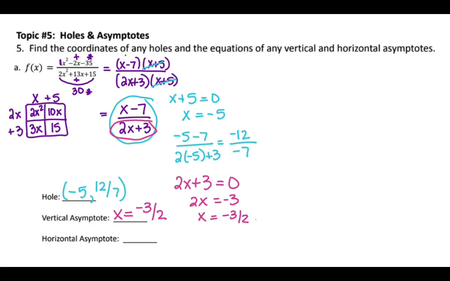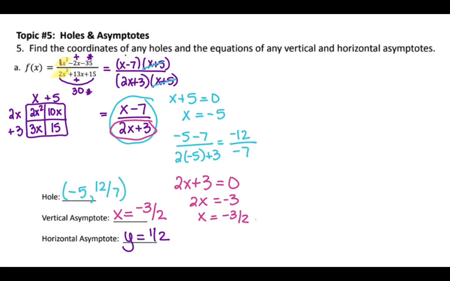Now for the horizontal asymptote, we can look at our dominant terms. So right here, my highest exponent is going to be 1x squared. On the bottom, it's going to be 2x squared. Since my dominant terms are in both the numerator and the denominator, my horizontal asymptote is going to be a ratio of those leading coefficients. So that's going to be y equals 1 over 2.